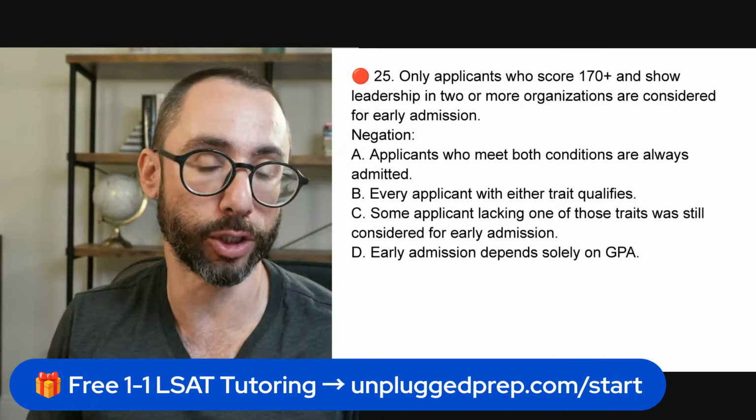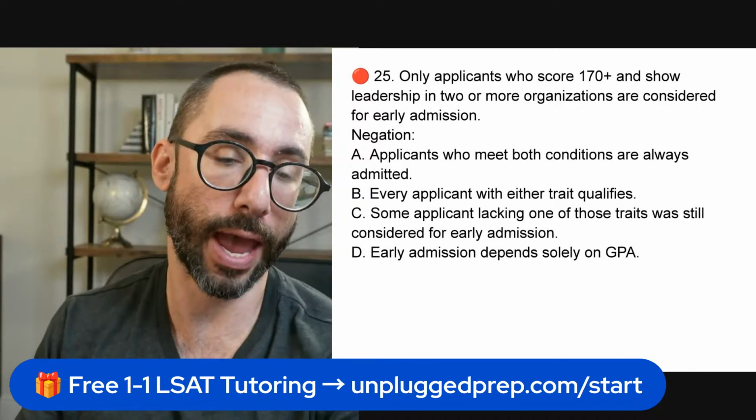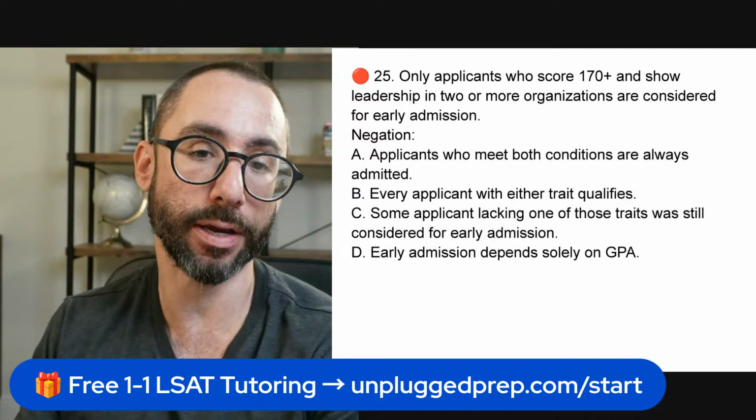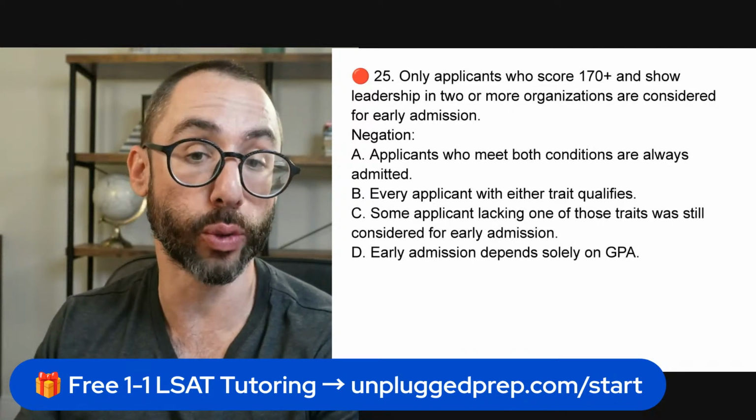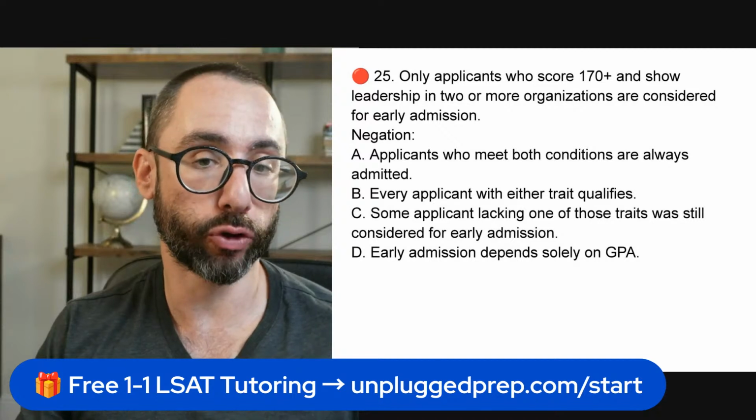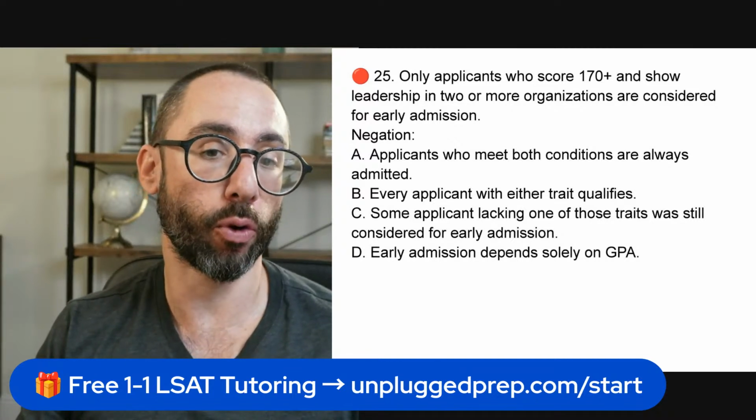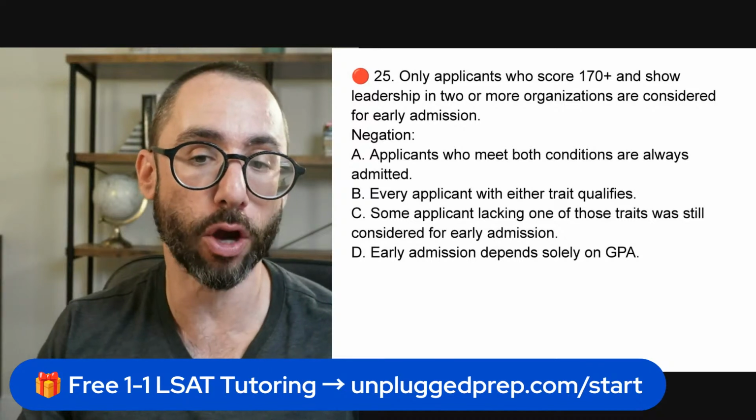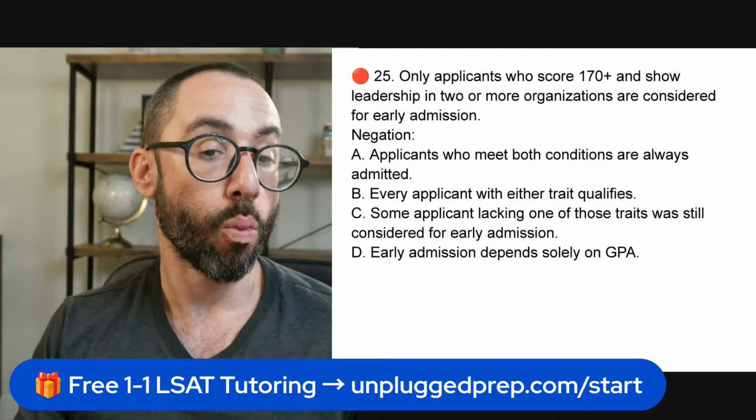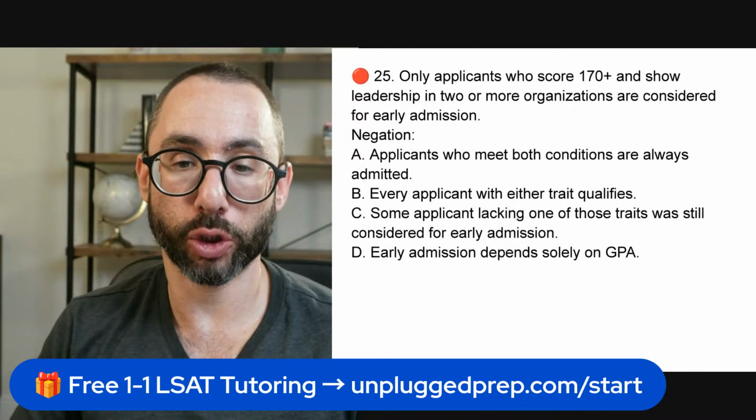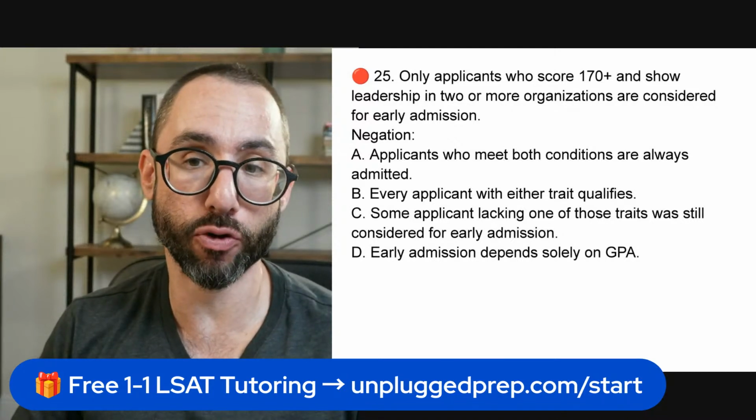for early admission. What's the negation? A, applicants who meet both conditions are always admitted. B, every applicant with either trait qualifies. C, some applicant lacking one of those traits was still considered for early admission. Or D, early admission depends solely on GPA. When you've got your answer, please drop it in the chat, A, B, C, or D. If you're not sure, just put a question mark, but do commit to an answer.